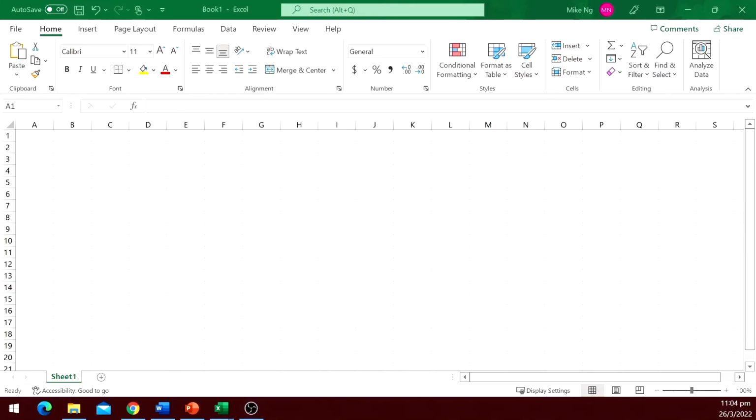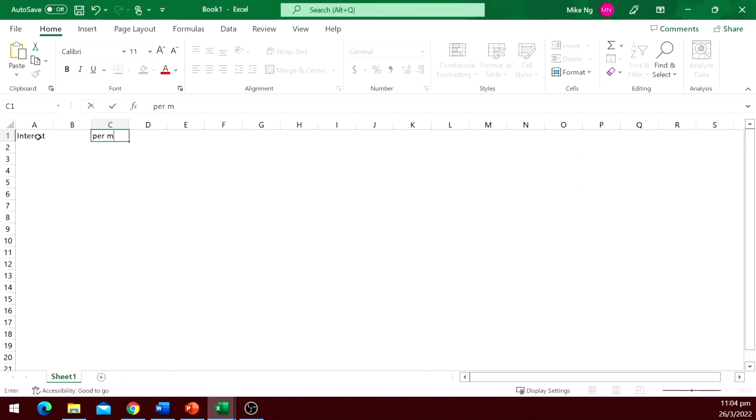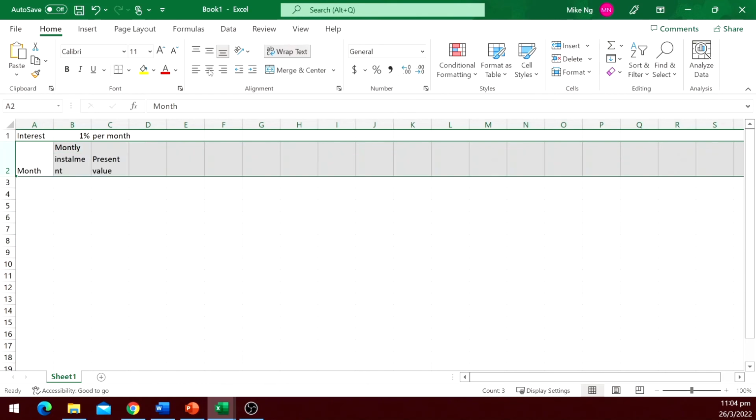Bring the earlier scenario to Excel. Let's teach our assistant to do some computation. The interest is 1% per month. Can you use annual interest rate here? You could, but it will make the calculation later on more complicated. So I usually change it to match the interest period. Set up the table: month, monthly installment, and we want to calculate the present value of this installment plan.